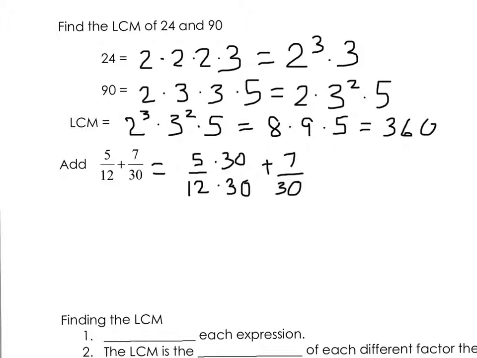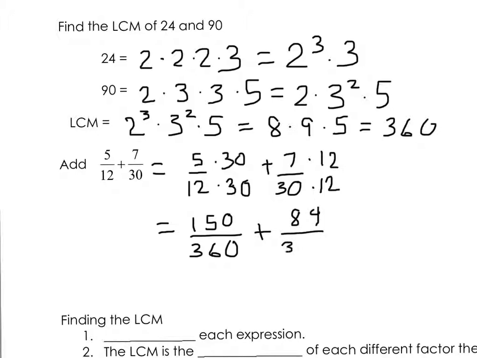We need to have 360 in the denominator. What do we have to multiply by this time? 12. So that's going to change both of our fractions. This one will be 150 over 360. This one will be 84 over 360.